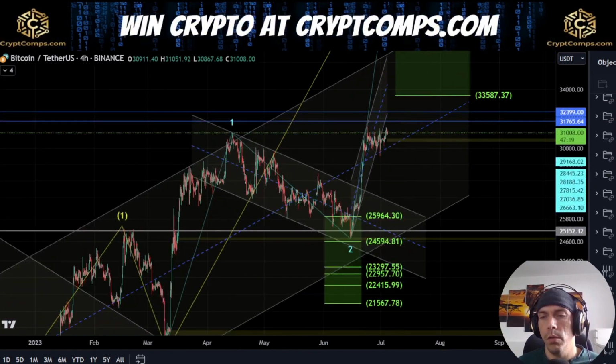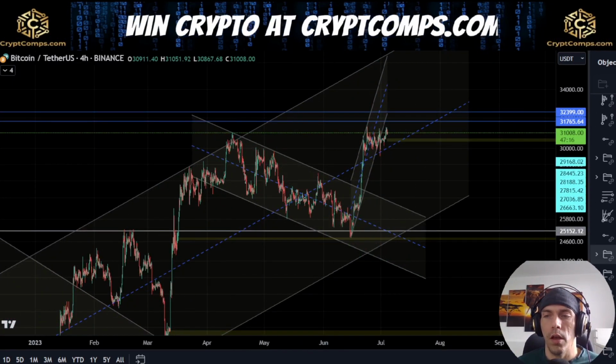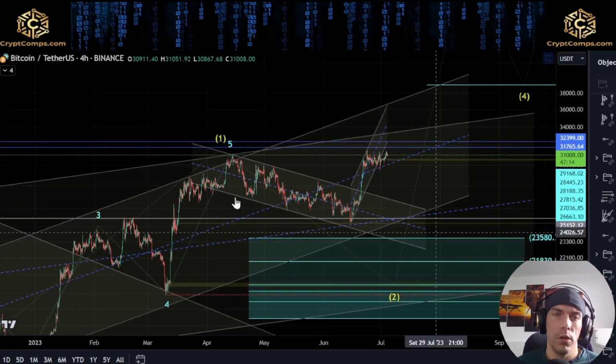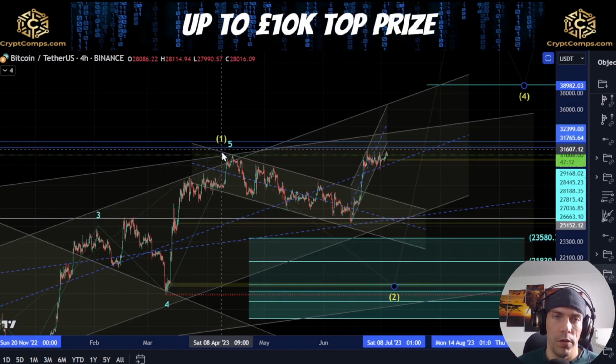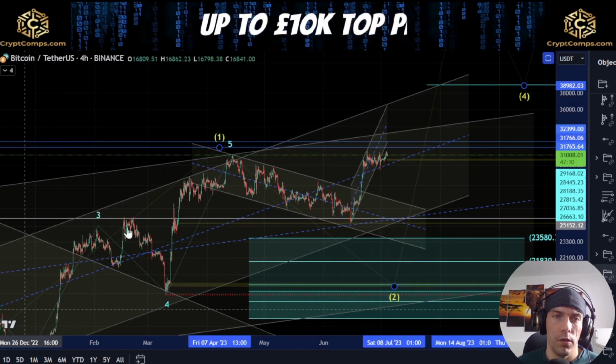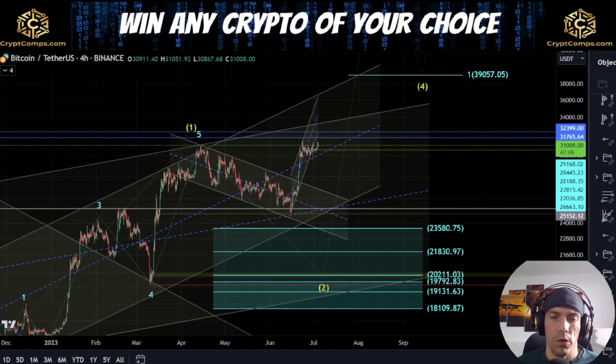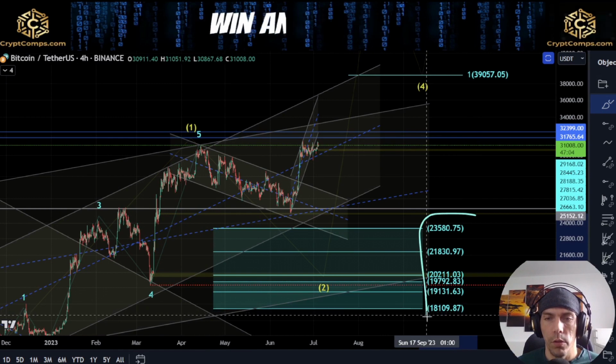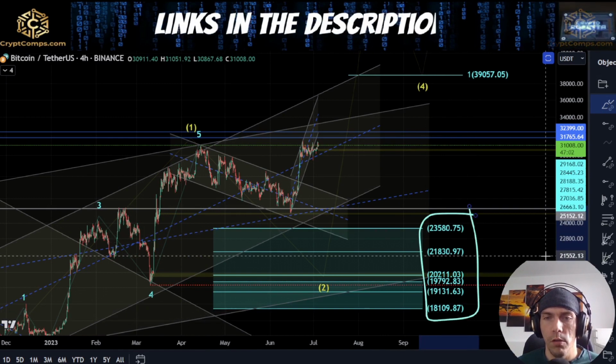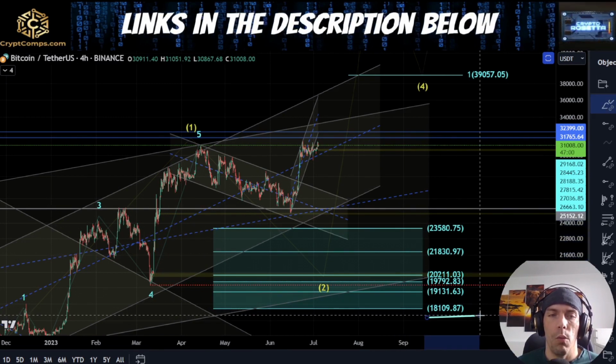Now the other way we were discussing this as a higher time frame count here was looking for the possibility that our wave 1 is actually into this area here. So this could be either A or wave 1. And what we'd then be looking for is a deeper retracement here, where we're looking for this lower target area of this 23,580 to this 18,109.